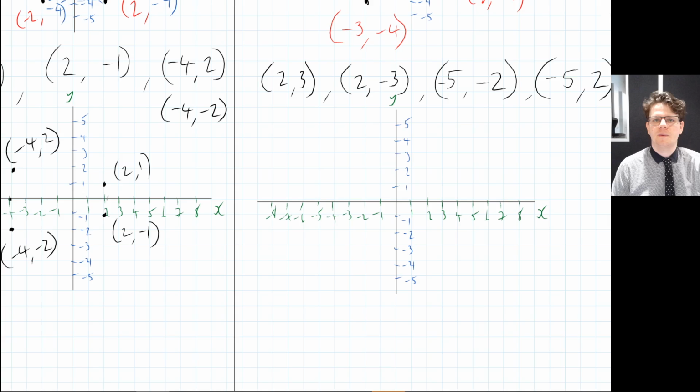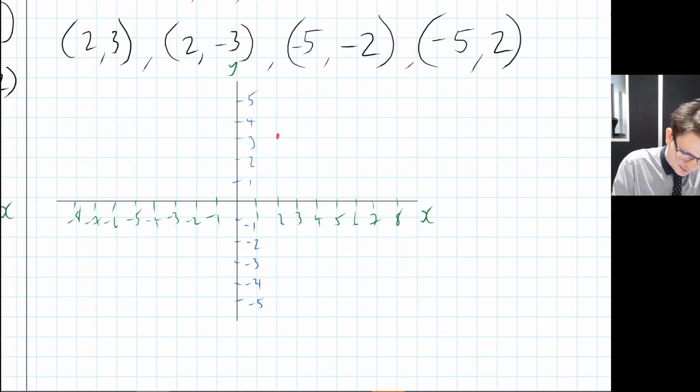So let's have a go at this one. So 2 across, 3 up. 2 across, 3 down. -5 across, 2 down. And the last one, -5 across, 2 up. And let me label them properly. 2, 3.